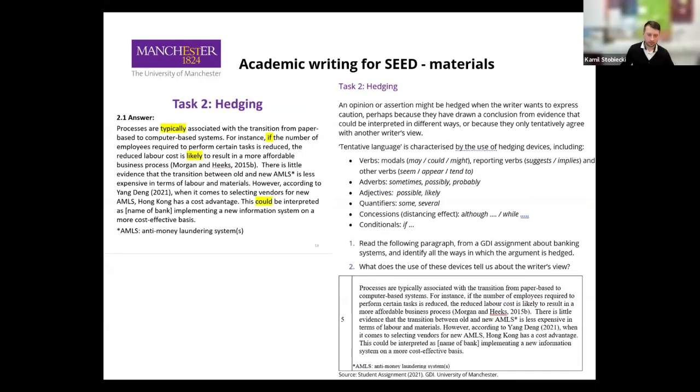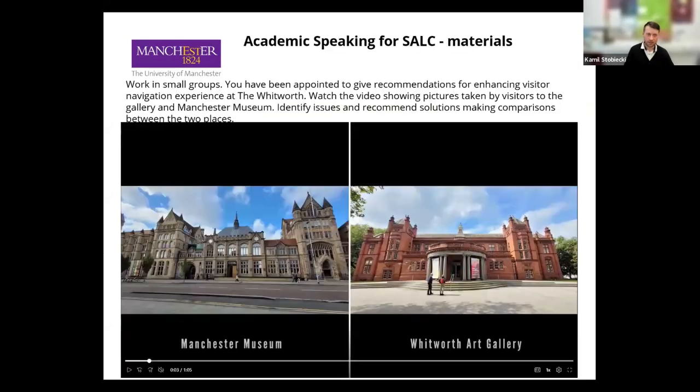I've also said that we've collected a lot of student scripts. So this is an example of an academic writing session focusing on hedging, talking about the different types of language choices that students can make, and different hedging expressions and tentative language. Then moving on to an example from one of the student scripts. And then when we look at the answers later, we see these words being used in context.